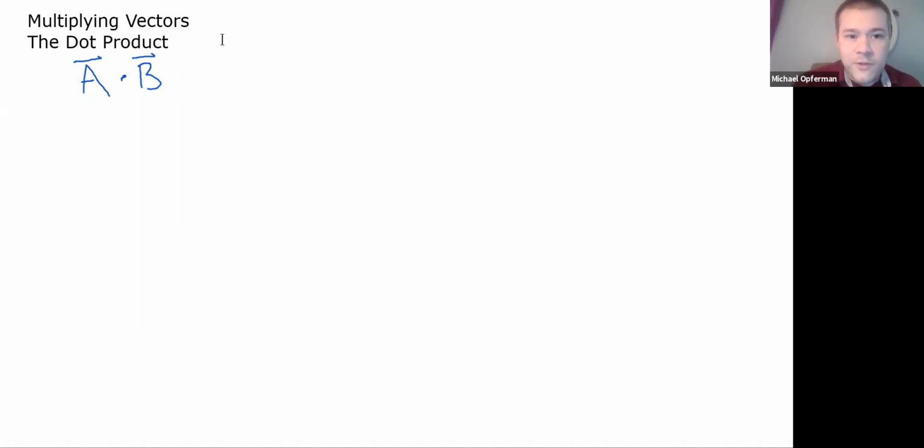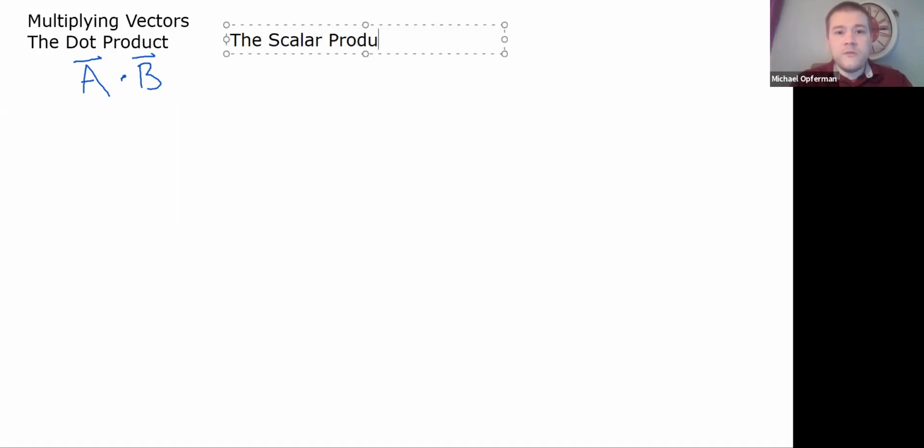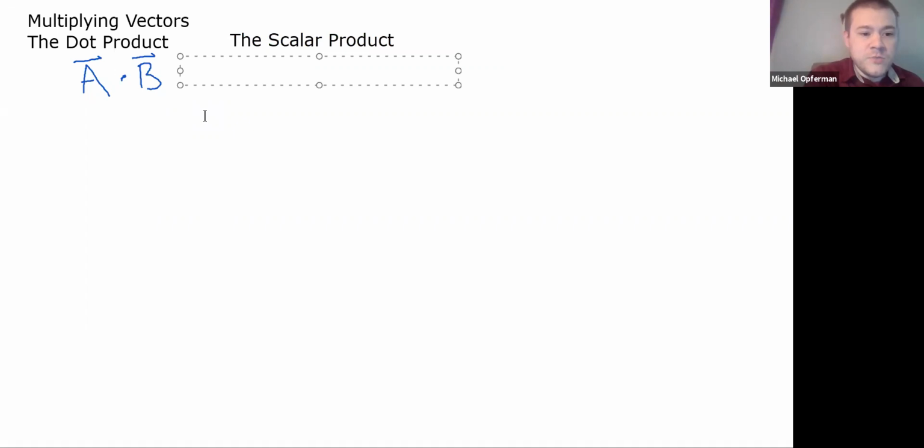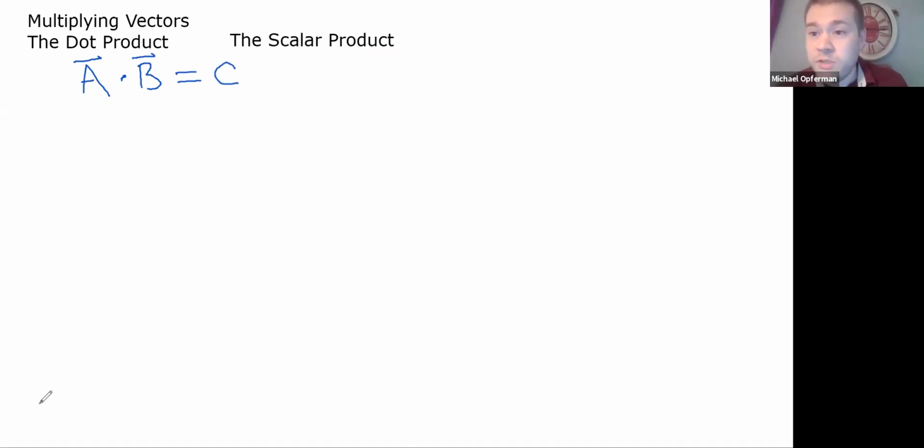The other name for this is the scalar product. And the reason why that's a name for it is because when you multiply two vectors in this fashion, the result is actually not a vector. Notice that I'm not drawing a vector symbol over C. So this is a way of multiplying two vectors, and what you get out of it is actually a scalar, which remember means a non-vector, just a number. Okay, so that's what we're going to be talking about.